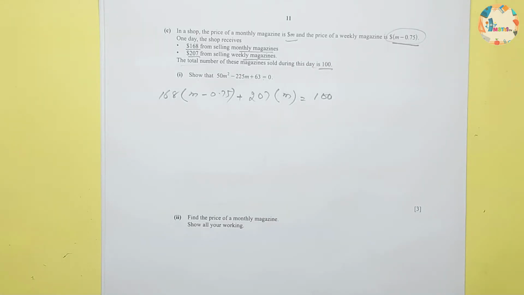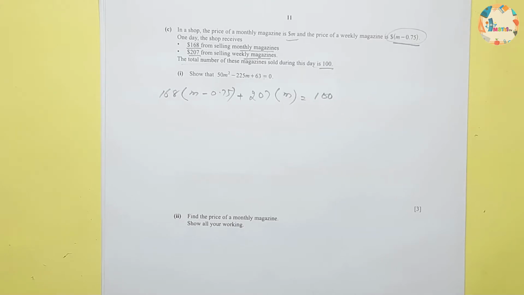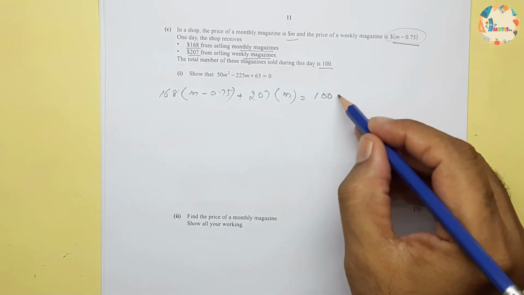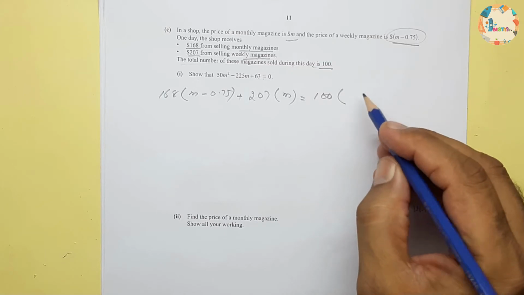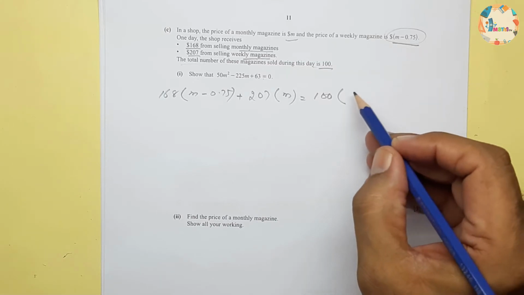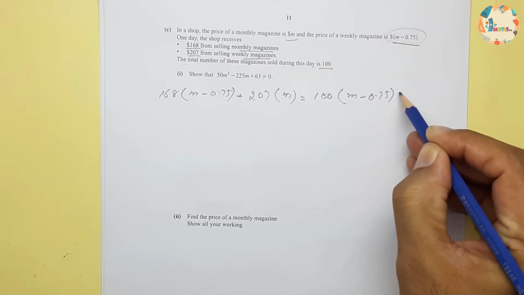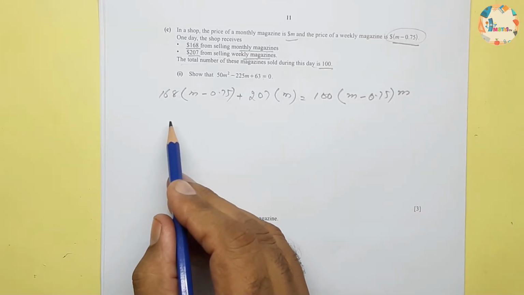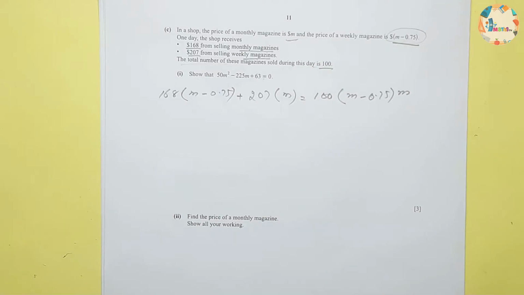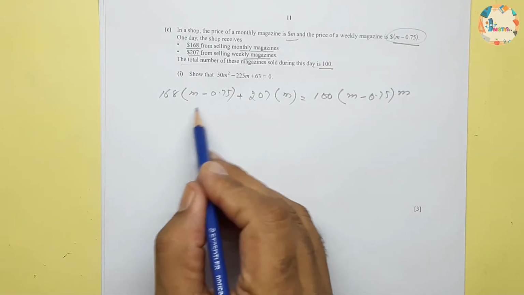The total number of these magazines sold during this day is 100. So this 100 will be multiplied by the values, the unit prices. This is m minus 0.75 and the other value is m. So we'll solve this algebraic equation. Basically we'll be opening this.